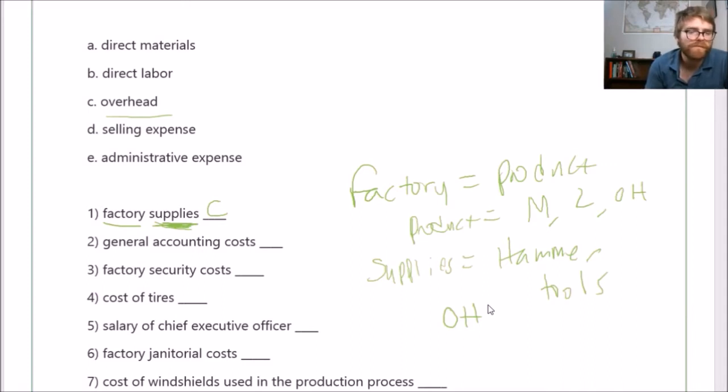That's the trickiest one. General accounting costs. I see the word general. When I think general, I think administrative. It's general. It's not part of the product, but you need it as part of the organization to keep it running.